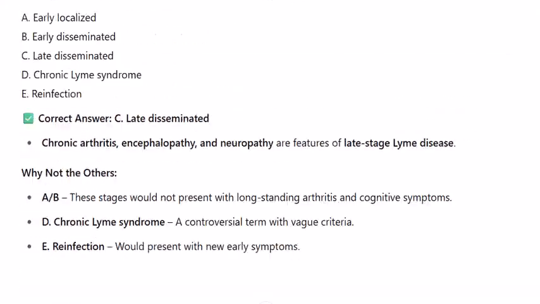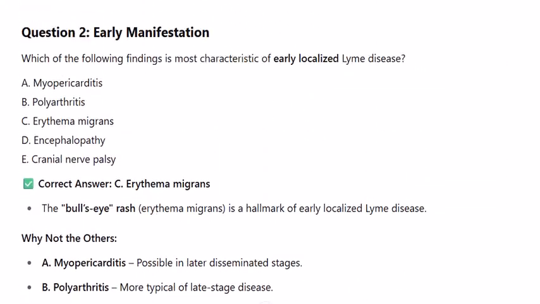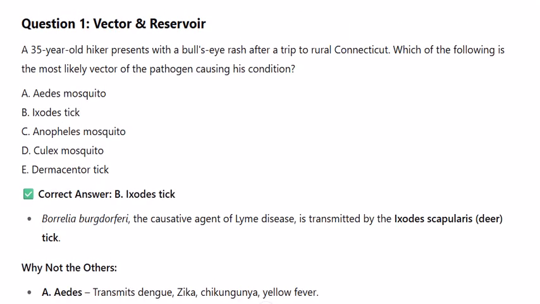Questions focused on Lyme disease, with 5 answer choices each and detailed rationales for why the correct answer is right and the others are not. Question 1, Vector and Reservoir.